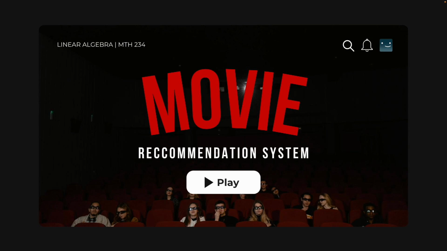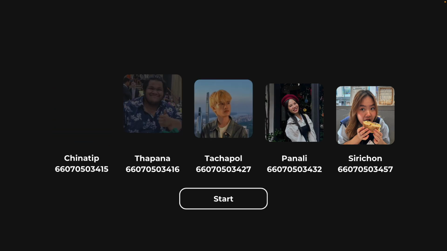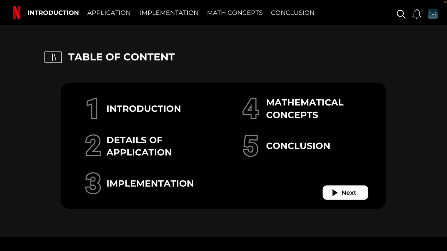But before we start, these are the members of our group, and I'm sharing the table of contents of our project. The first one is introduction. Two is details of the application. The third one is implementation. The fourth one is mathematical concepts. And the last one is conclusion.